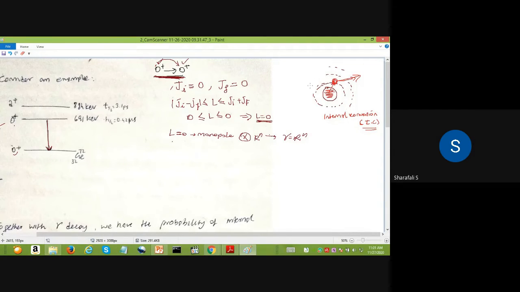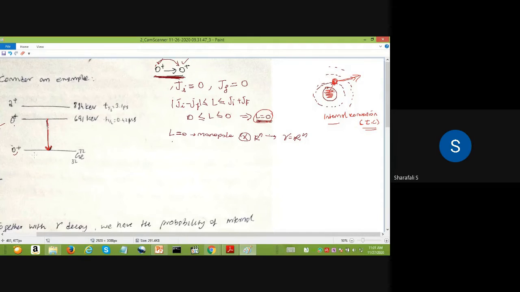So this is the process, internal conversion, which will happen normally when your L value equals 0, and that excess energy is transferred into an electron, and the electron will come out. So it is transferring into the nearest electron, that means the first orbit only, and then that electron comes out. That is the process which happens in this particular case.